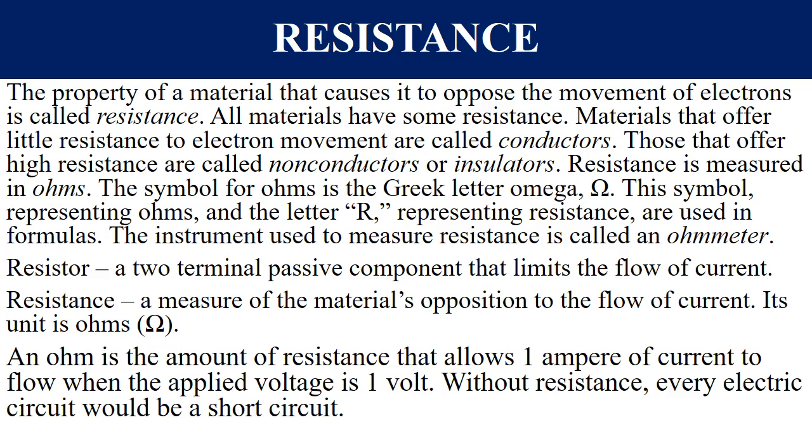What is a resistor? This is a two-terminal passive component that limits the flow of current. You remember the current limiting resistor. Then resistance is the measure of the material's opposition to the flow of current, and as stated, its unit is ohm. We now want to define what is an ohm. It is the amount of resistance which allows 1 ampere of current to flow when the applied voltage is 1 volt. I like that definition. So 1 volt divided by 1 ampere gives us 1 ohm.